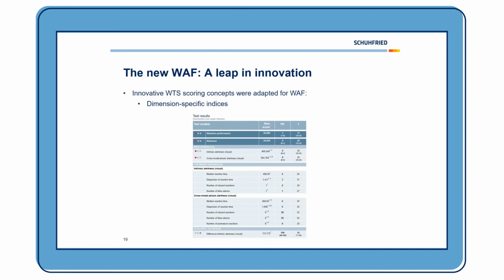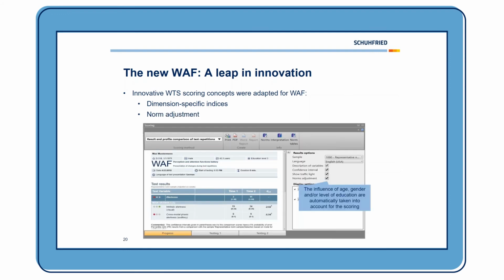So now let's actually look at the scoring, and we have done a lot here. It's a leap in innovation, I would say. One big thing we have right here are the dimension-specific indices, where we have an overall score for the attention performance and also scores for the dimensions like alertness or divided attention. And these are based on the structural equation modeling, which we conducted during the construct validation.